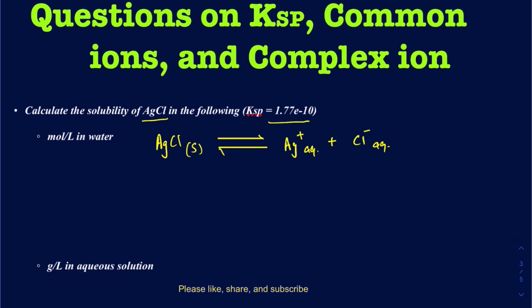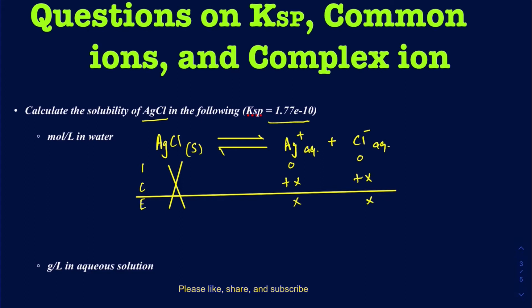If you want to make a nice table, that's fine, but you're not going to be writing this silver chloride solid in your KSP expression. So just assume you have 0 in the initial, and then figure out what's going to be the change. A lot of times you don't write a typical table in case of solubilities, but it's okay to write it. So if I lose some amount of AgCl, then I'm going to be making the same amount of Ag plus and Cl minus. So I'm going to write plus X here, and then at the end of the day, I'm going to have X here, and I'm going to have X here.